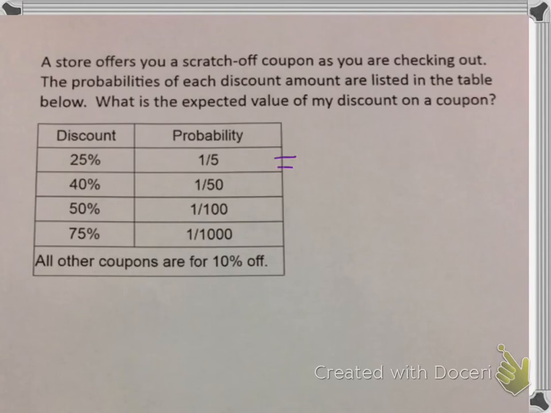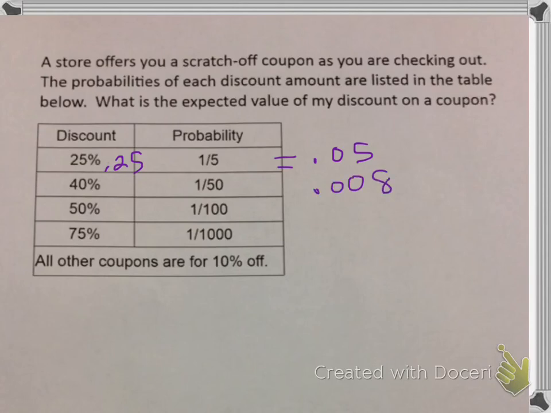So we have 25% times 1/5. So I'm going to just change this to 0.25 and do 0.25 times 1/5. And you can just punch that in your calculator and let it do the work. So this is 0.05. I'm going to do 0.4 times 1/50. When I do that, I get 0.008.